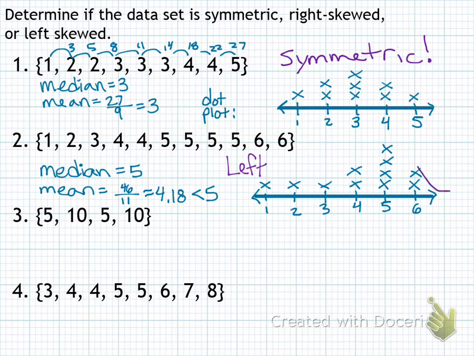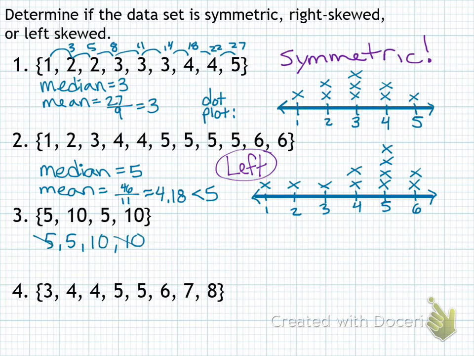We could also look at this as, well, this would be like the normal symmetric thing, but instead we have extras over here, right? It has this tail going off to the left, so it's left skewed. Okay, number 3 is kind of a silly case, but we can still look at it.